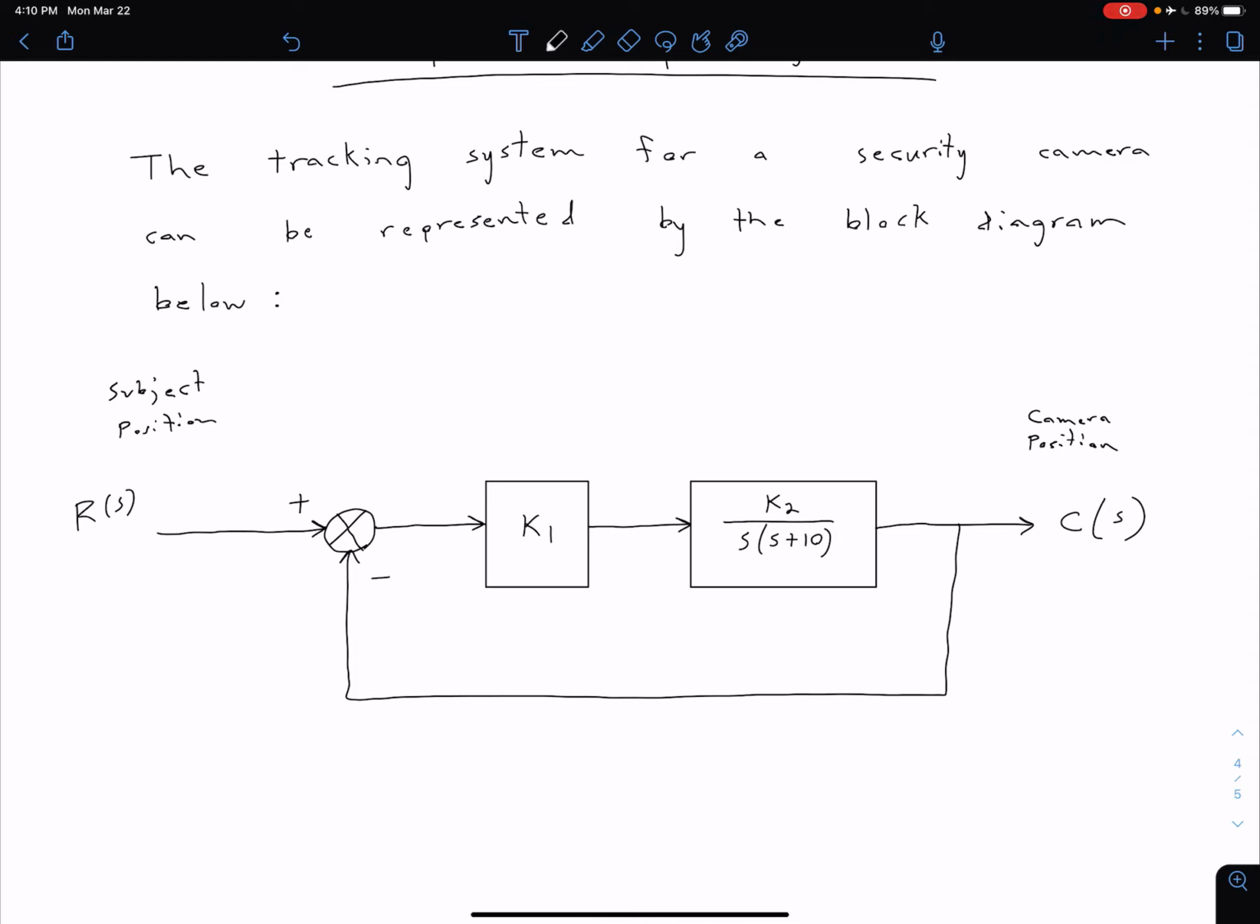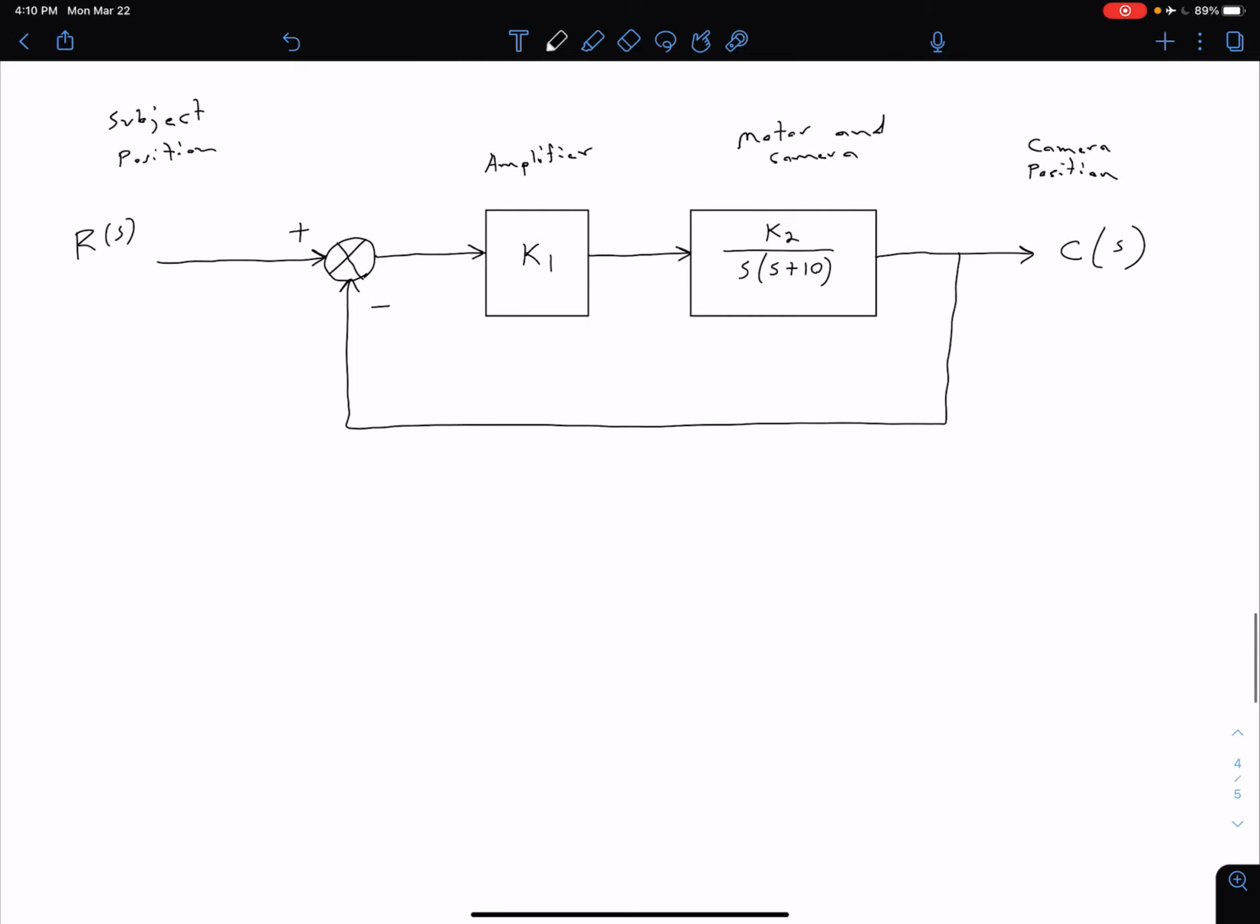Of course, we're going to have some sensors that are taking that input and combining it. Then we have some amplifier here represented by a gain K1, and this is going to be our motor and camera. It's good to keep in mind that behind all of this heavy math that we're doing, there are actual physical systems, and pretty much anything in engineering is going to have some type of control system associated with it. Using techniques we've seen before, we can reduce this to one equivalent transfer function.